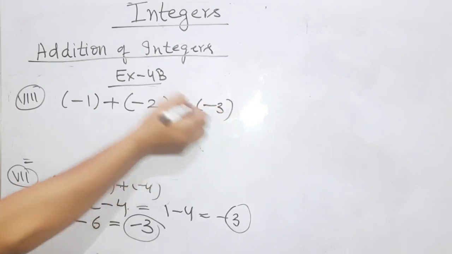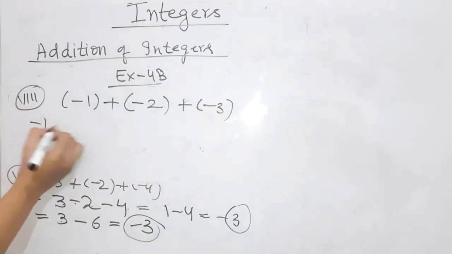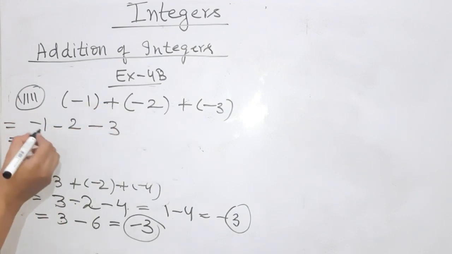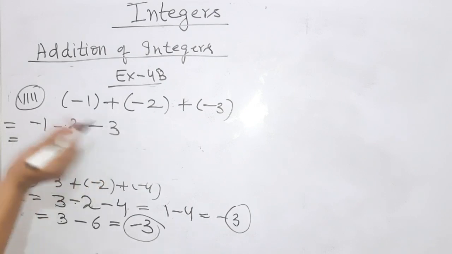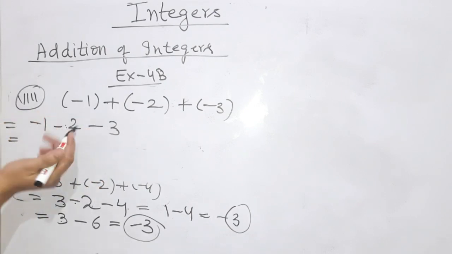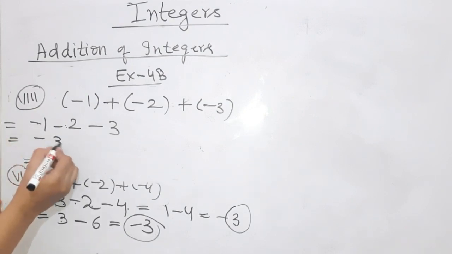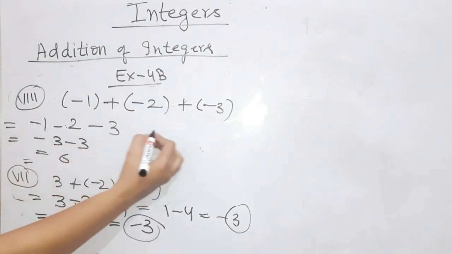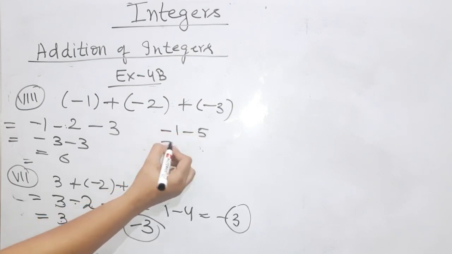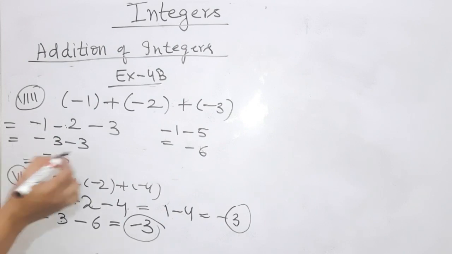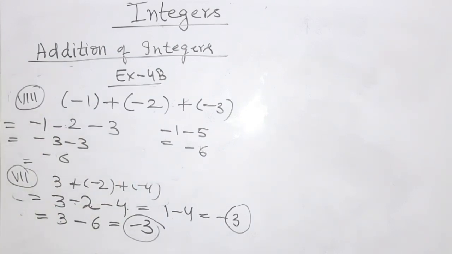So this is option number 8. Minus 1 plus minus plus minus. See, minus 1 minus 2, minus 2 minus 3. So minus 1 minus 2 is minus 3, and minus 3 minus 3 is minus 6. The second way is minus 1 minus 5, which also gives you minus 6. So in both the cases we are getting minus 6 as the answer. Understood?